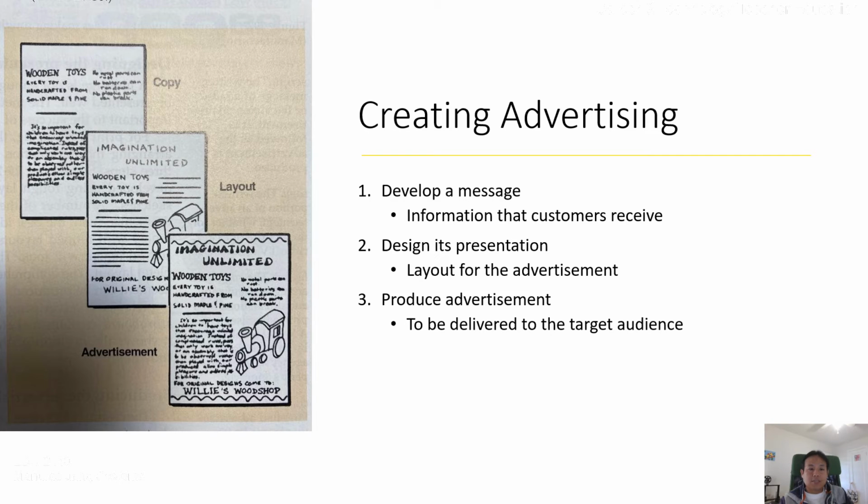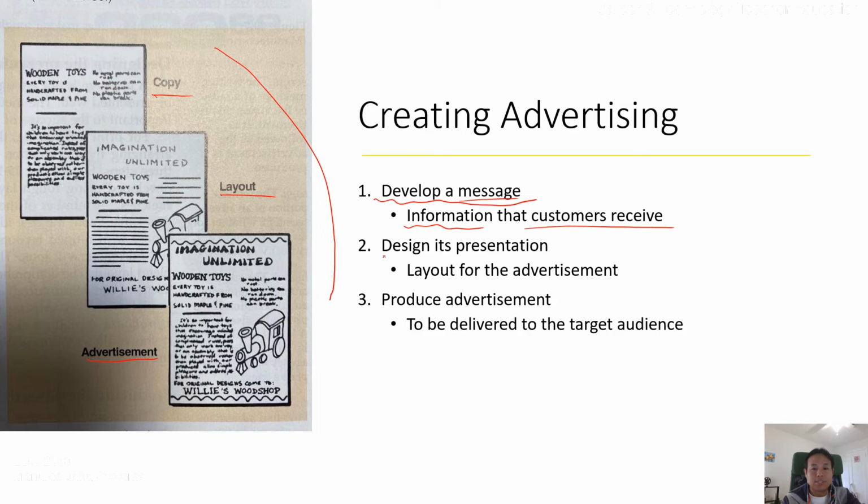And this is the steps of creating advertisement. So let's look at this graph. Copy, layout, and advertisements. These are the process. So the first one is develop a message. What will be the core message of your advertisement? So you should decide a message and develop the message. That message should have information that customers receive.